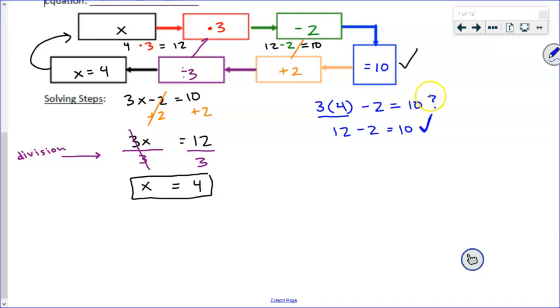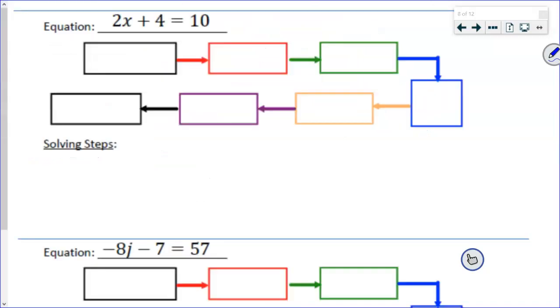Okay, there's your review. Who feels comfortable enough that they can work on the next 2 problems with their groups without needing any extra help? Good, raise your hand if you still need some extra help. All right, go ahead and work with your groups. We'll come back together in a little bit.